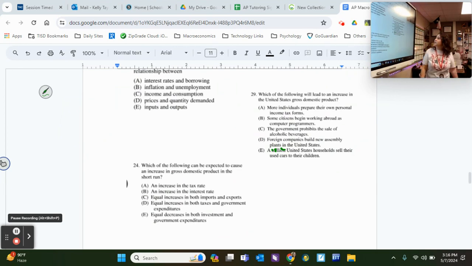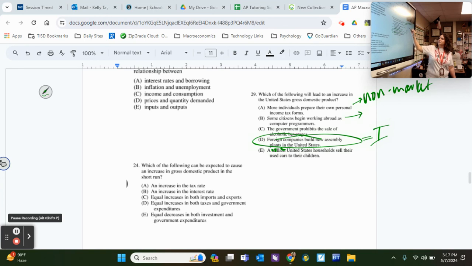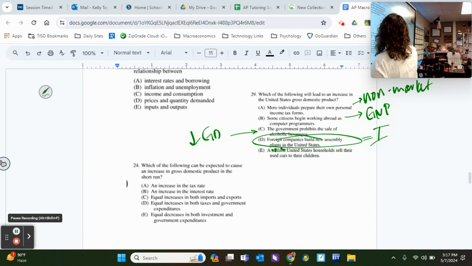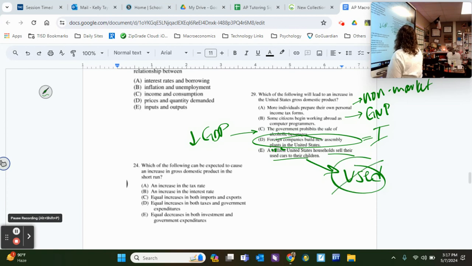All right, which of the following will lead to an increase in GDP? Well, we're looking for things that calculate GDP. What's the correct answer here? D. If foreign companies build new assembly plants in the United States, that would be an increase in investment spending. But A, preparing their own tax documents, is a non-market activity. Working abroad, that's maybe GNP, gross national product, because they're in other countries, but they're still our citizens. Government prohibiting the sale of alcoholic beverages would probably lower GDP. And selling their used cars: used anything doesn't count towards GDP, so that's not going to increase or decrease it. It just doesn't count.